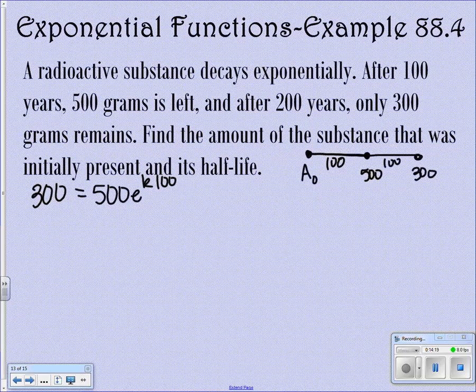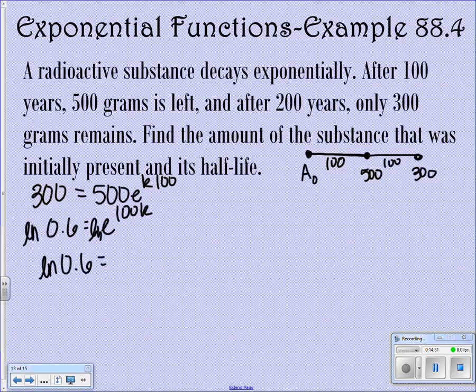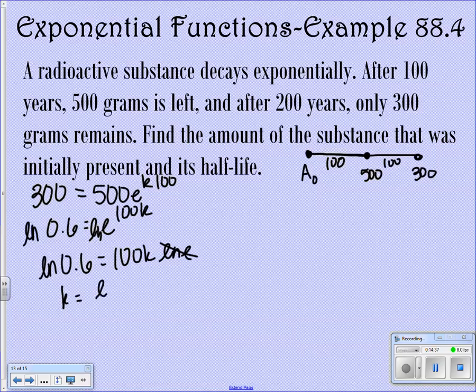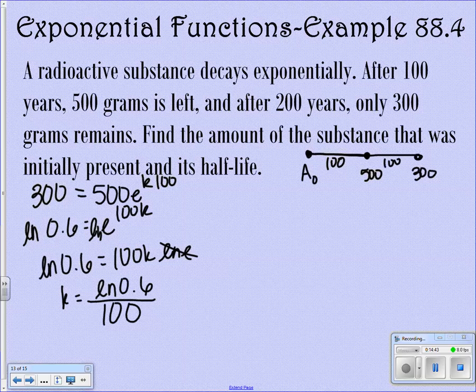Okay? So we divide. 300 divided by 500 is 0.6. And I have e to the 100k. So the ln of 0.6 equals 100k times the ln of e. And you divide by 100 to get your k. So that's your k value. So now we need to figure out the amount that was initially present and also the half-life.